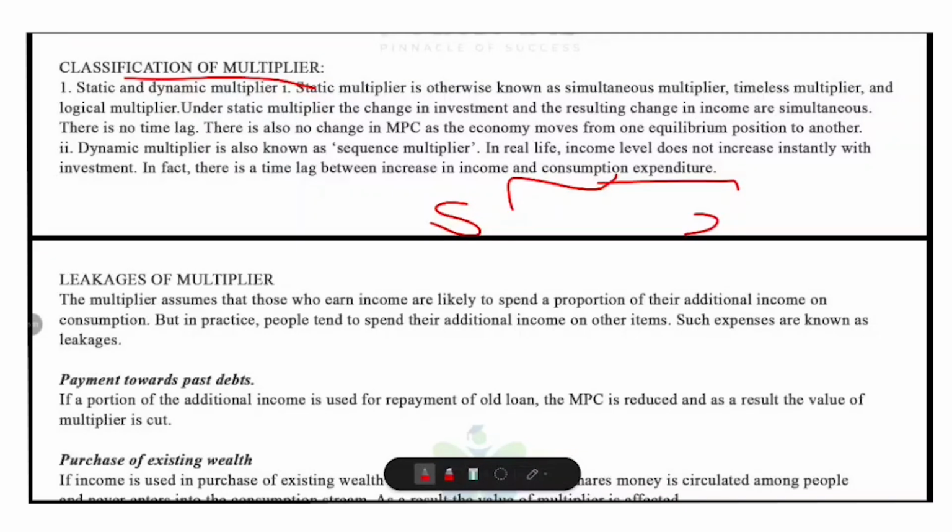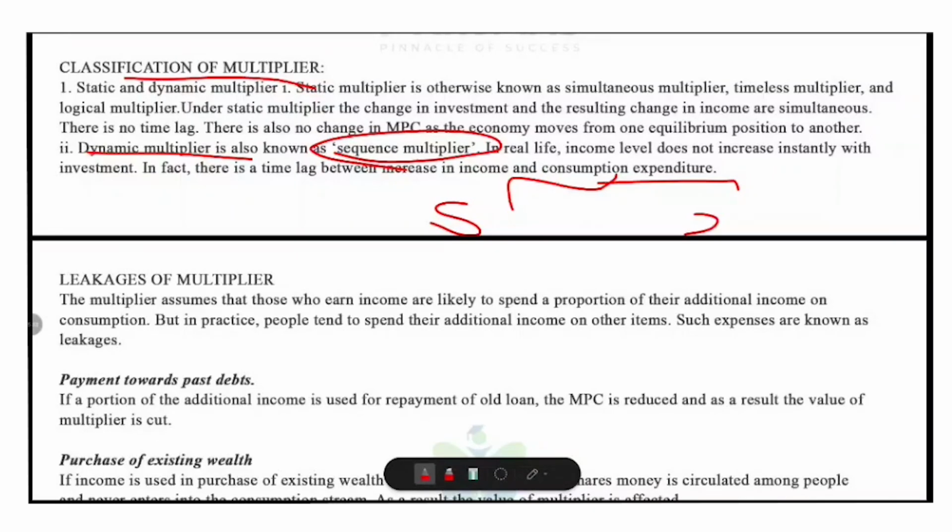Now, what is meant by dynamic multiplier? It is also called sequence multiplier. In the dynamic multiplier, the change in income occurs gradually over several periods following the initial increase in investment. There is a time lag between the rise in investment and the resulting increase in income and consumption.